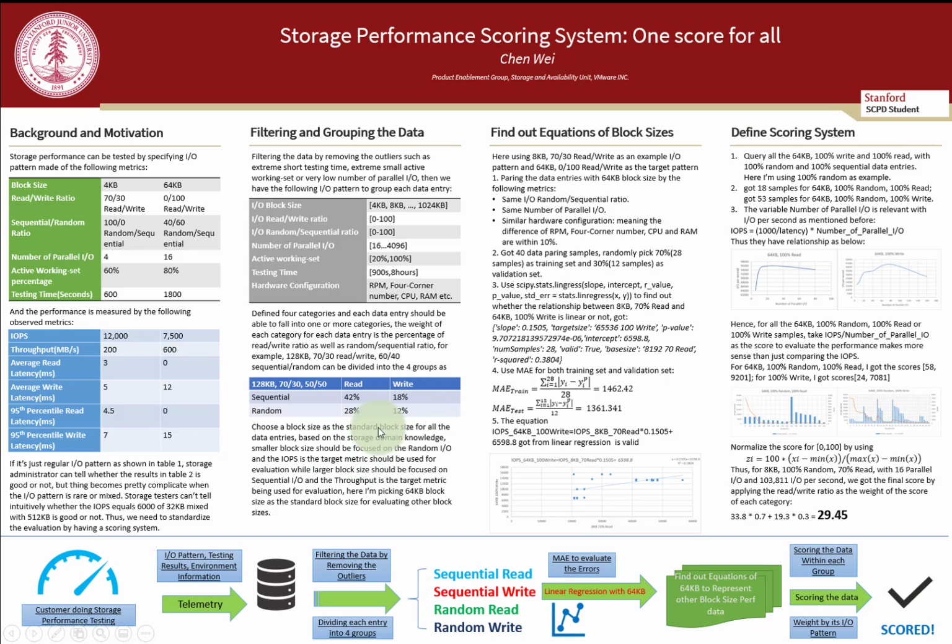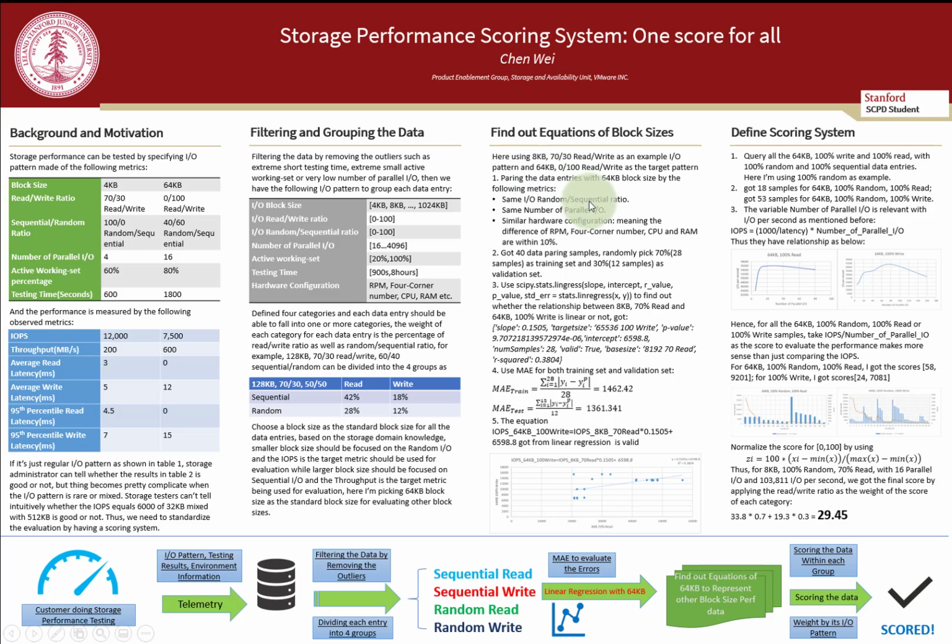The next step is to choose a standard block size to represent all the other block sizes, because each block size has different characteristics and a different focus. So we should have all the block sizes aligned with only one standard block size to represent the performance. For block size, I chose 64 KB for everything. So all the other block sizes have to be aligned with 64K. Let's move to the third part of this poster: finding the equation of block sizes.